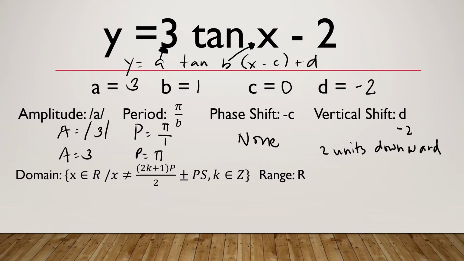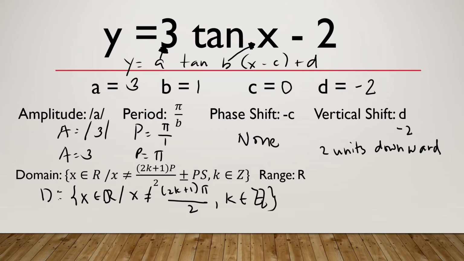After that, we will be substituting the value of p and the phase shift. For the domain, we have x is an element of real numbers such that x is not equal to 2k plus 1 times p over 2, where p is pi. Since we don't have other restrictions, k is an element of z, or integers. Since we can't simplify 2k plus 1 quantity pi all over 2 any further, this is now the domain. For the range, the range in tangent and cotangent is the set of all real numbers.